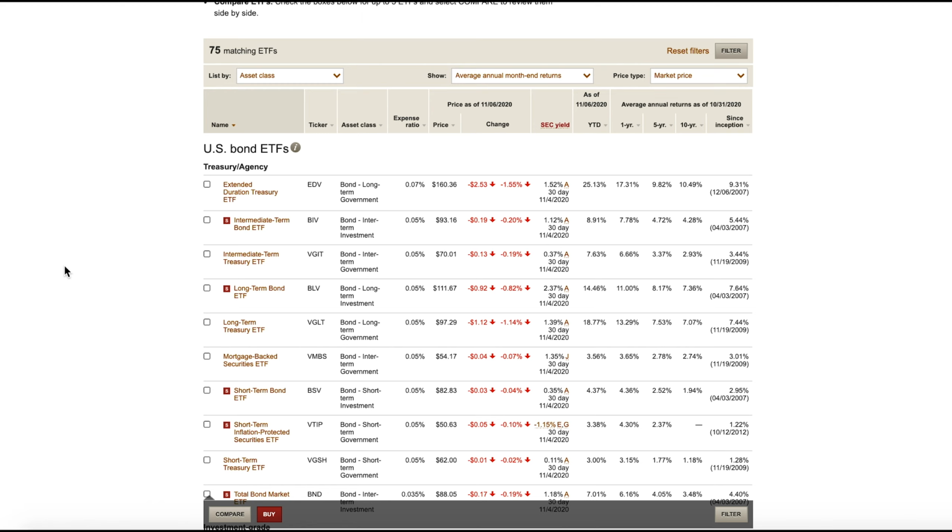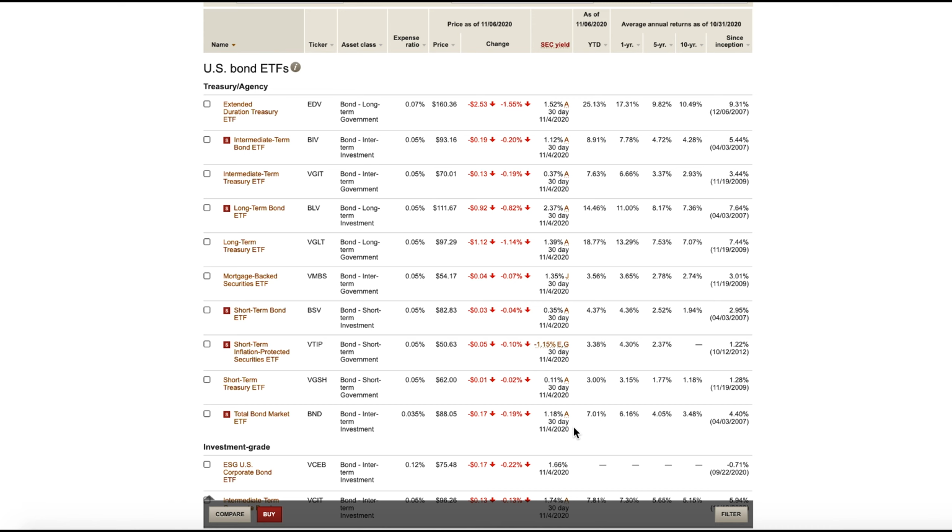So looking at this list, we can see a lot of information from here. So we can see the current price of the ETF. We can also see the average annual returns. So this is over 1 year, 5 years, 10 years, and since it was started.